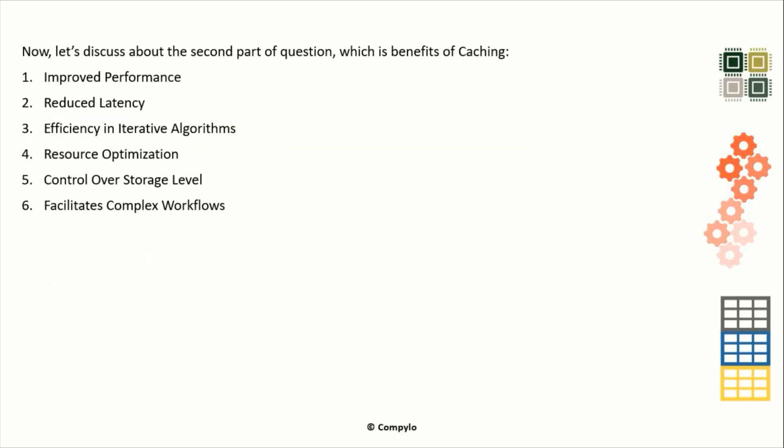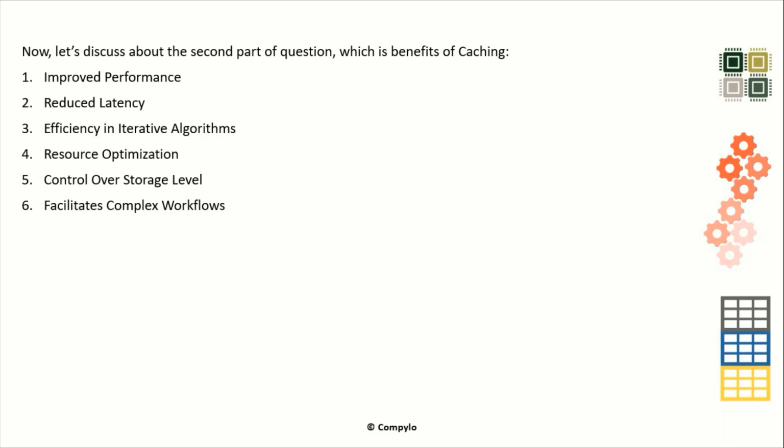Now, let's discuss the second part of the question, which is the benefits of caching. As you can see on the screen, we have a total of 6 benefits. The first one is improved performance. Caching allows Spark to skip expensive recomputation of RDDs or data frames when they are reused, which can significantly speed up queries and iterative algorithms. Second is reduced latency. By keeping frequently accessed data in memory, the time to access data is greatly reduced compared to reading from disk, leading to faster execution time.